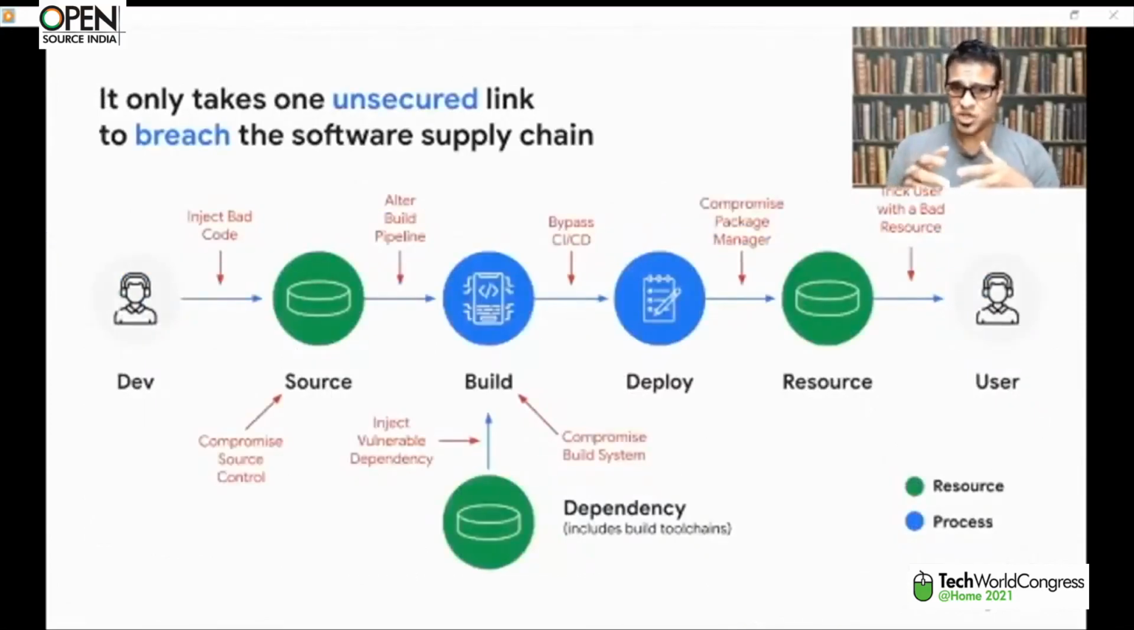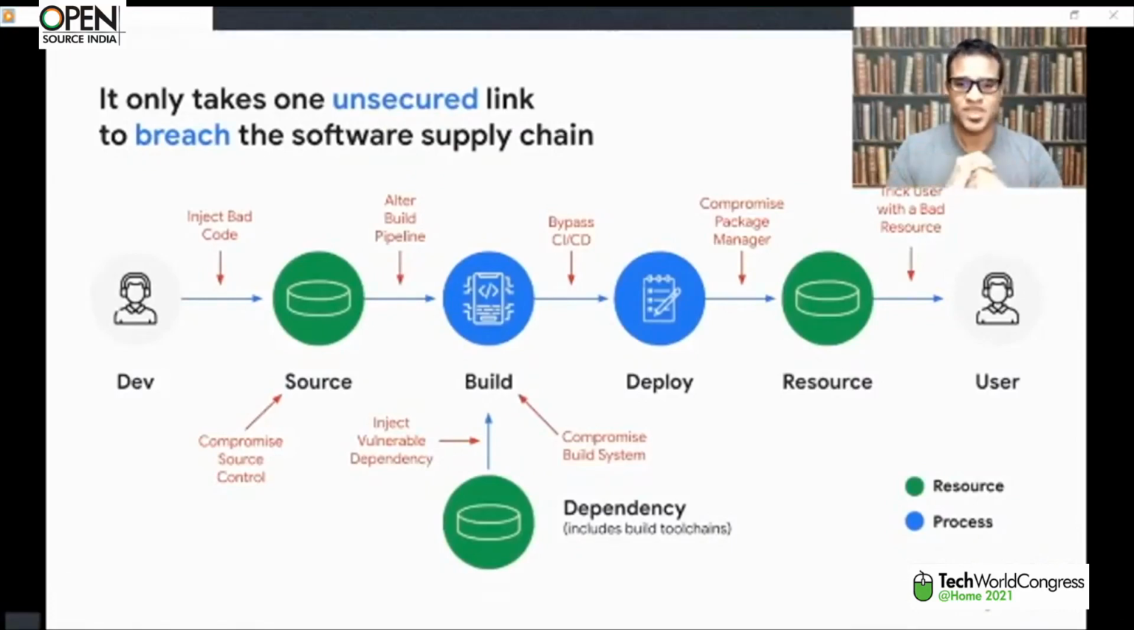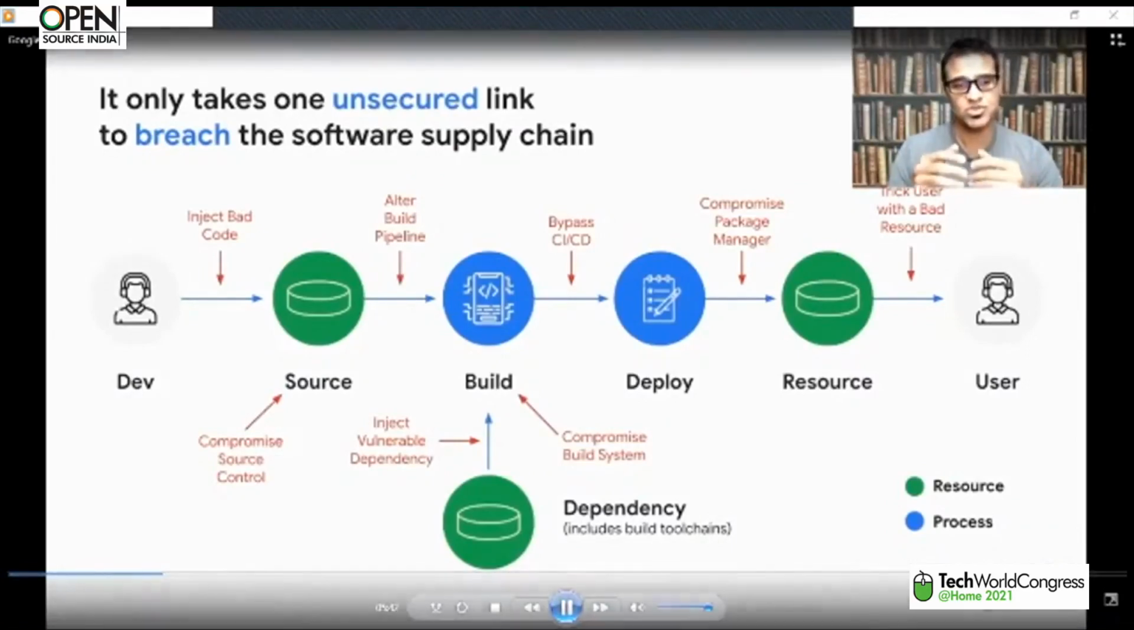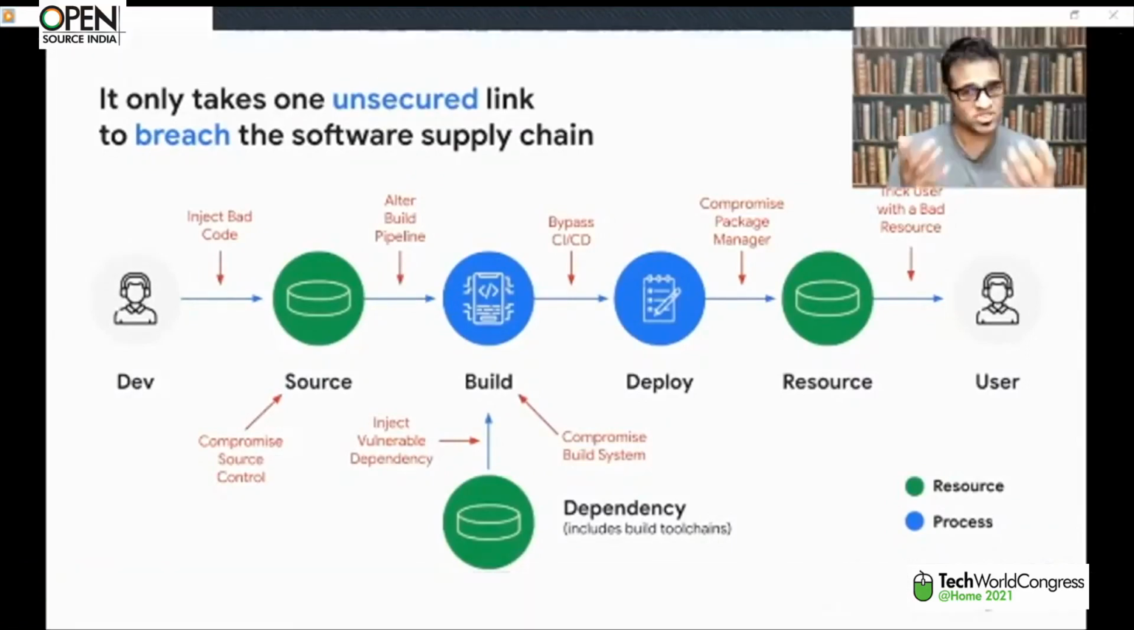As we look at these examples which caused widespread damage, every single link in the software supply chain is a potential target and can be breached if not secured. Injecting malicious code to compromising source control, injecting or compromising your dependencies, altering the build pipeline, and even bypassing it to deploy bad software. And finally, compromising the package manager or tricking the end user into using a bad package. And this is what is known as typosquatting.